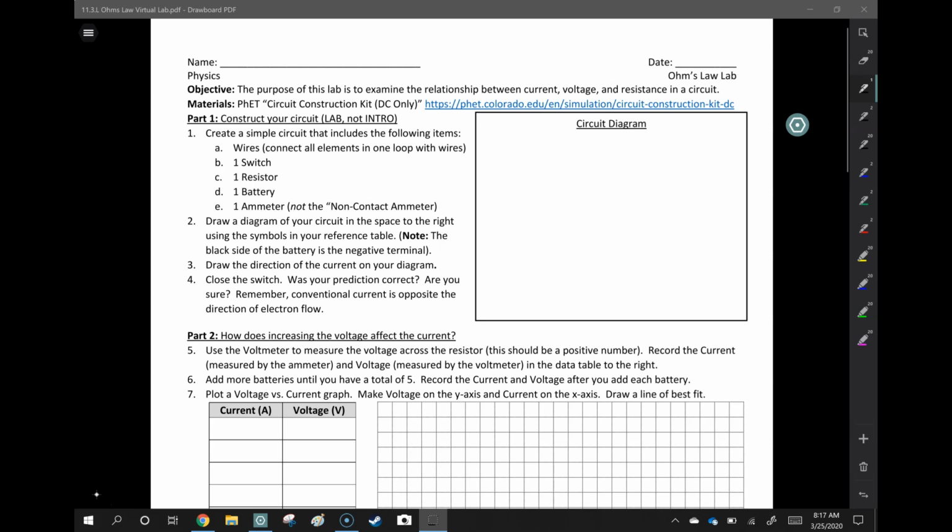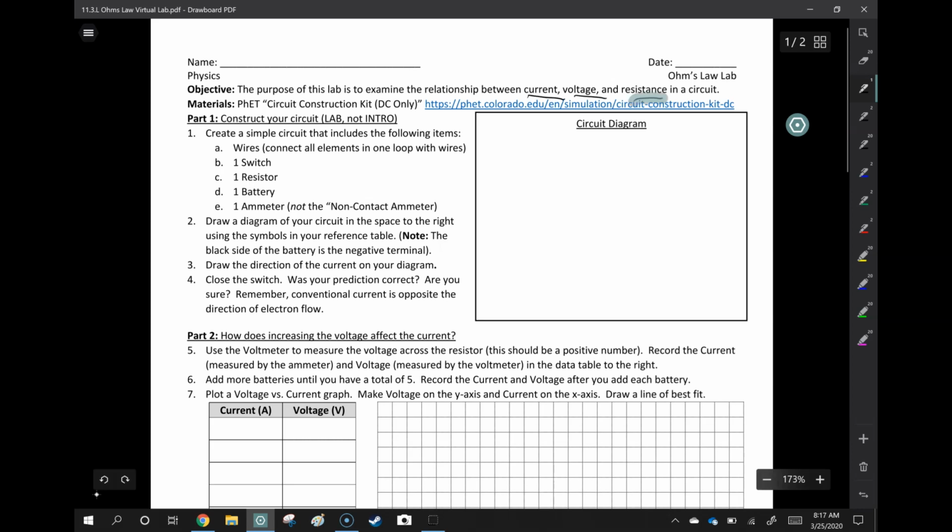Hi, and welcome to, I guess it's 11.3 Ohm's Law Lab. In today's lab, we're going to use a PhET simulator. Just follow all the instructions very carefully. You're going to use this PhET simulator, but don't skip the objective. The purpose of this lab is to examine the relationship between current, voltage, and resistance in a circuit.